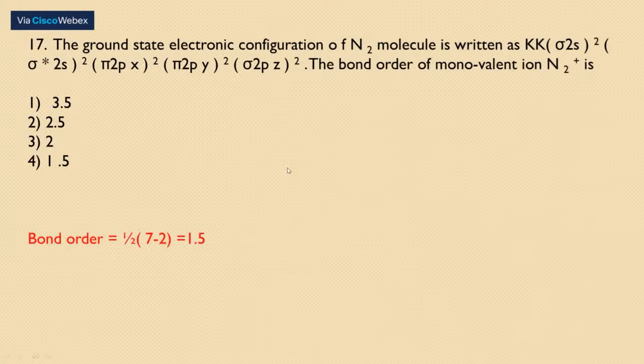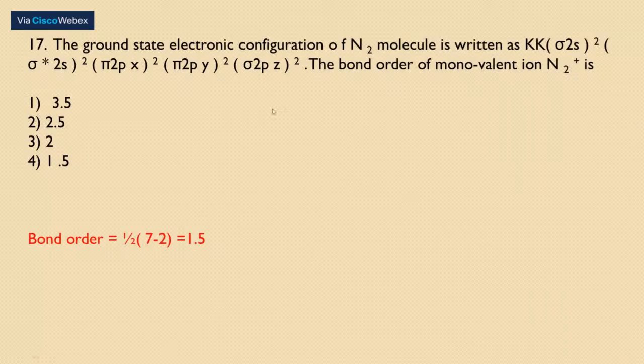Now, bond order is equal to 1/2 of the number of electrons present in the bonding molecular orbitals minus the number of electrons present in the anti-bonding molecular orbitals. I have not repeated the formula over here. So in this case, bond order is calculated using 1/2 of the number of electrons in bonding molecular orbitals minus the number of electrons in anti-bonding molecular orbitals.